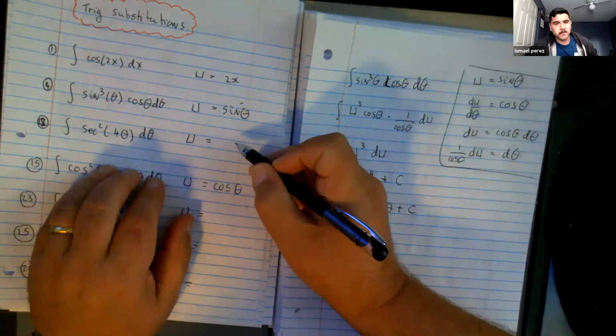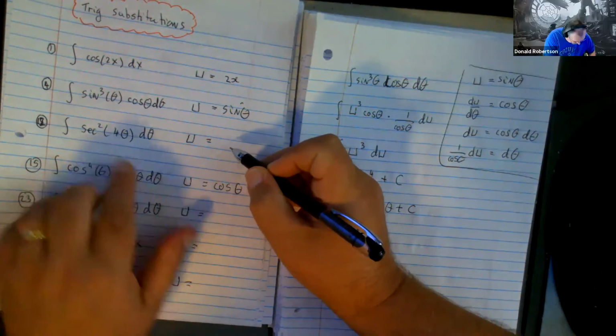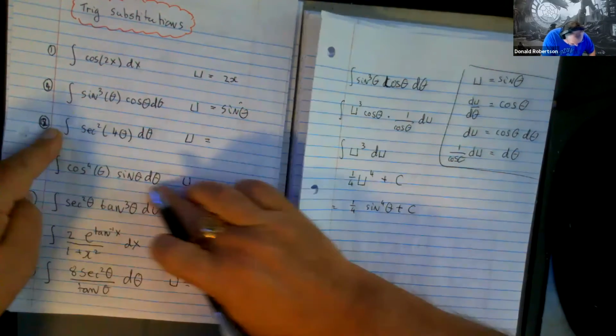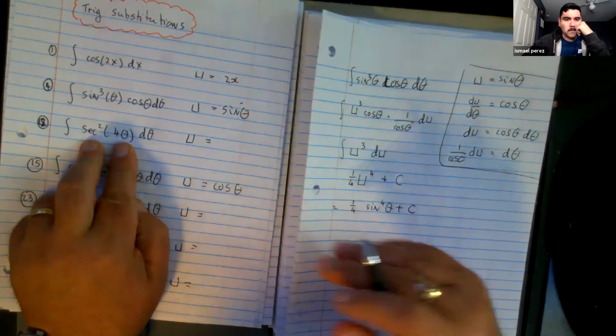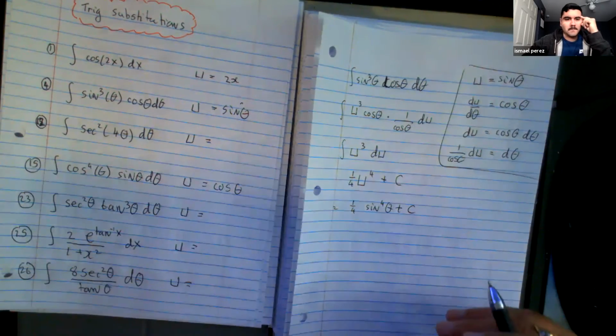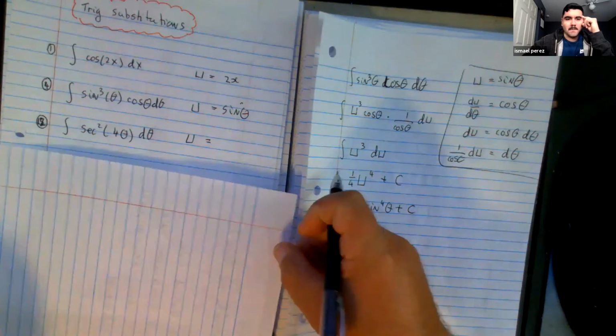I was looking at the wrong question. Oh, okay, that doesn't help. That's probably one of these ones, right? What about this one, this question here? U sub for this guy here. Isn't it 4 theta?